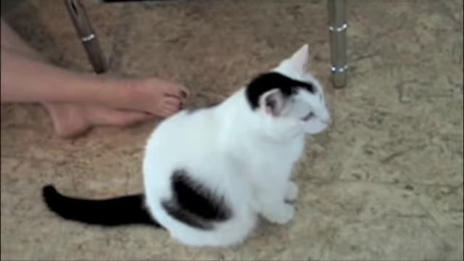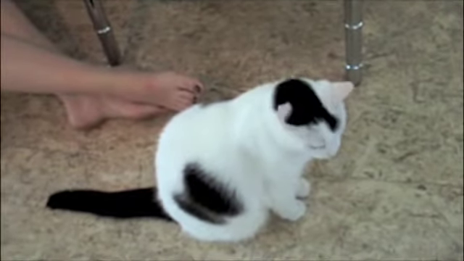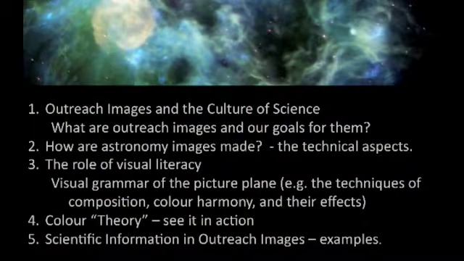Color theory, it's not really theory, we'll actually see it in action. And in this talk, we'll talk about how we retain the scientific information in our outreach images. I'll give you some examples because, of course, you don't want to lose that either. These images are not only good for public outreach, they're also going to be great for your publications and for insight for your colleagues.